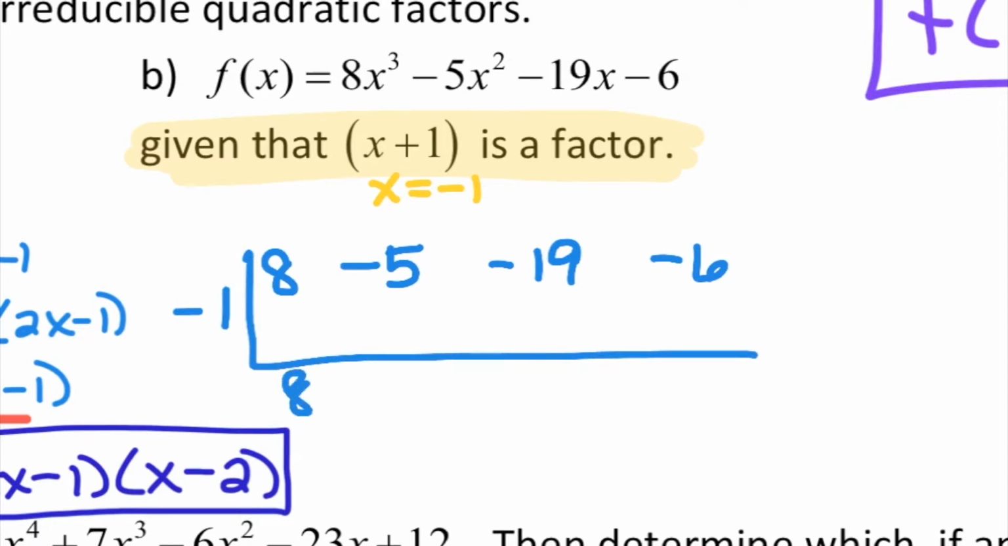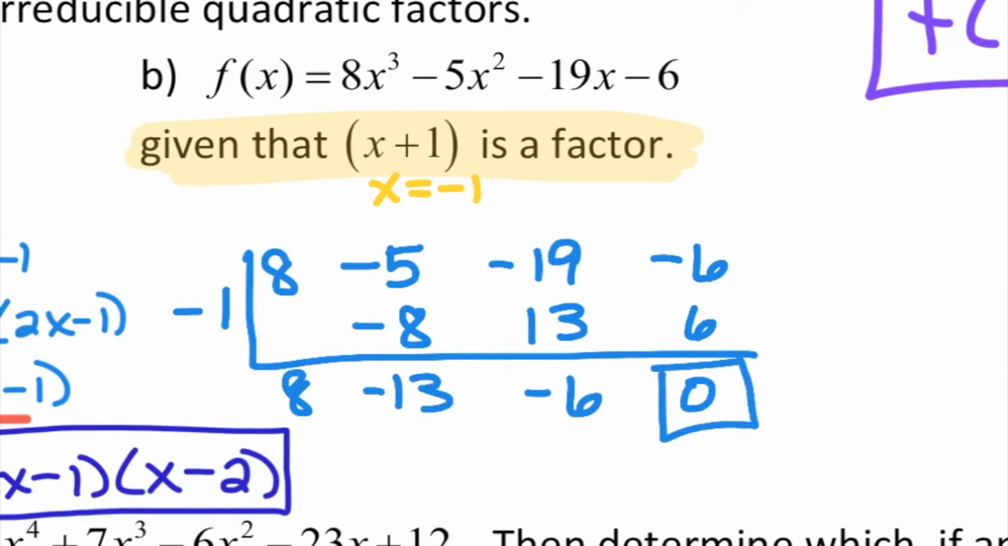Bring down the 8. 8 times negative 1 is negative 8. Negative 5 and negative 8 is negative 13. Negative 13 times negative 1 is positive 13. Negative 19 and positive 13 is negative 6. Negative 6 times negative 1 is positive 6, and negative 6 and positive 6 are 0, which is what you were expecting. And so the quadratic that you're going to factor is 8x squared minus 13x minus 6.